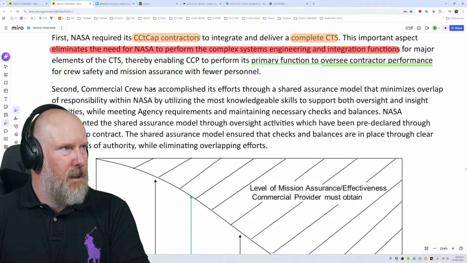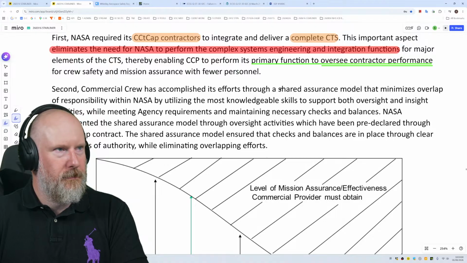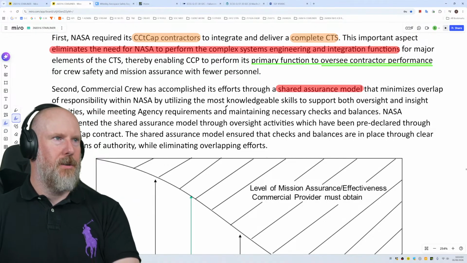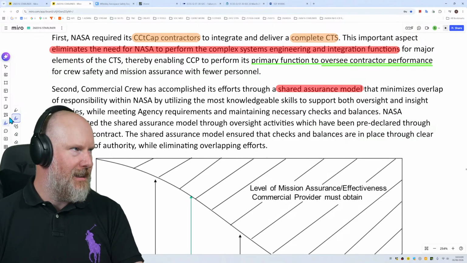Second, commercial crew has accomplished its efforts through a shared assurance model that minimizes overlap of responsibility within NASA by utilizing the most knowledgeable skills to support both oversight and insight activities.